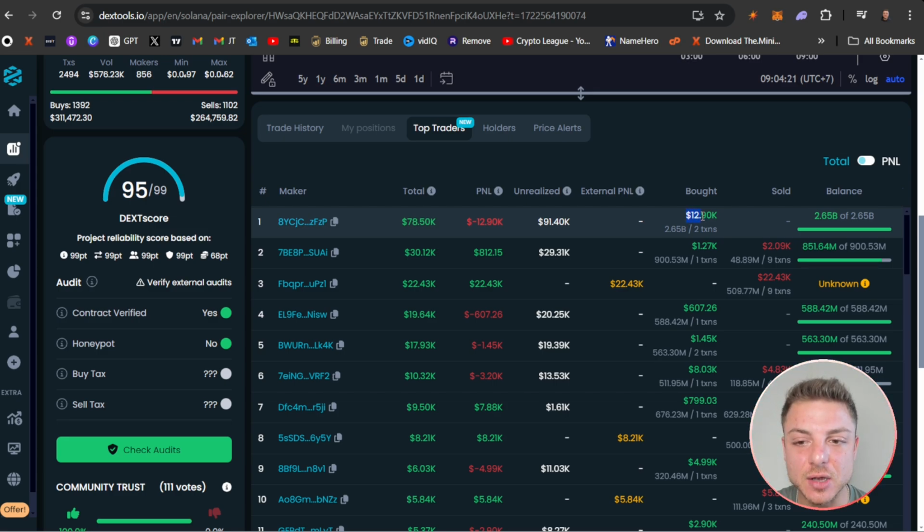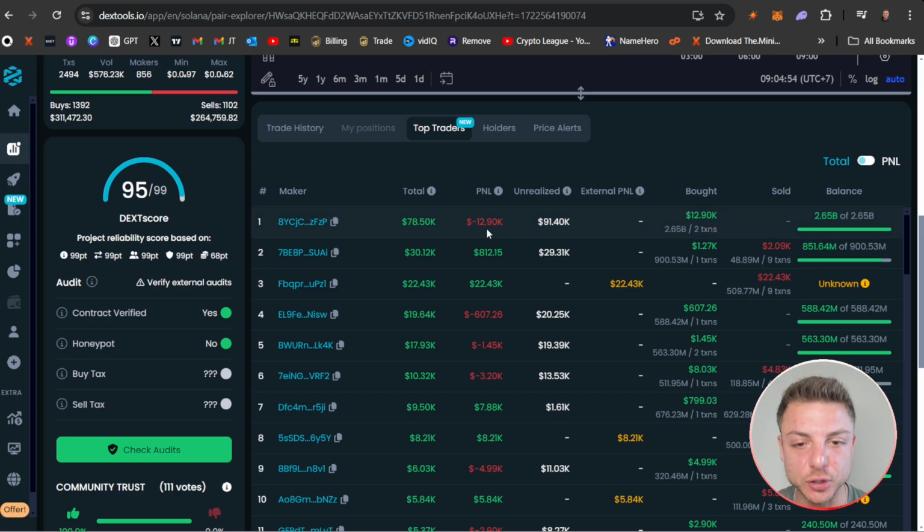So on this right-hand side, you want to focus on bought. You can see a total of 2.65 billion tokens was bought in 2 transactions. Total cost, let's call it $13,000. When we look over to this right-hand side, we can see none have actually been sold. So he hasn't sold any of these $13,000 worth of tokens. But when we come to this left-hand side, you can see unrealized of $91,000. So these $12,000 of tokens is now worth $91,000.